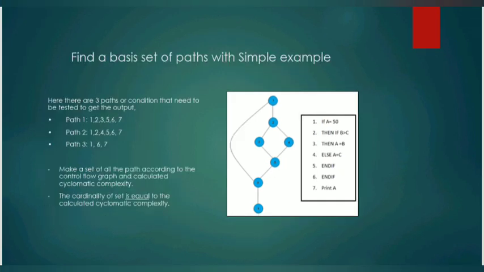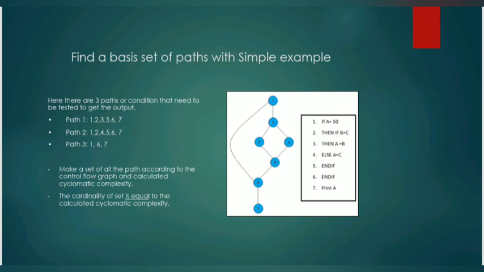The third step in path testing is finding a basis set of paths. So how do we find the basis set of paths? Make a set of all the paths according to the control flow graph and calculate the cyclomatic complexity. Here there are 3 paths or conditions that need to be tested to get the output in our example. Path 1 consists of nodes 1, 2, 3, 5, 6, 7. Path 2: 1, 2, 4, 5, 6, 7. And path 3: 1, 6, 7. So we get 3 paths according to our source code.